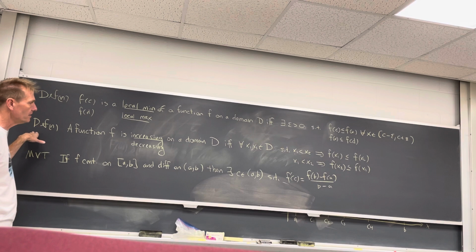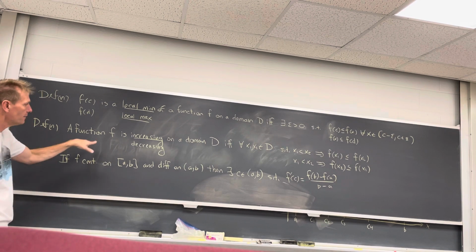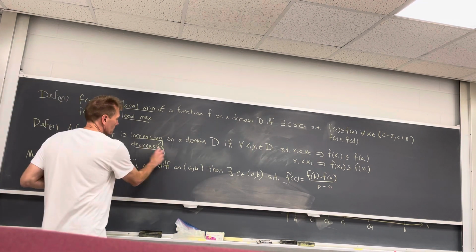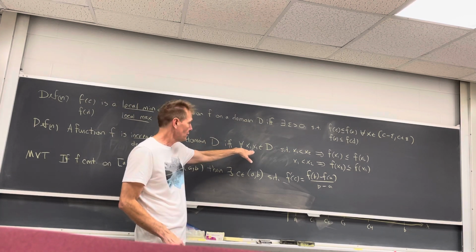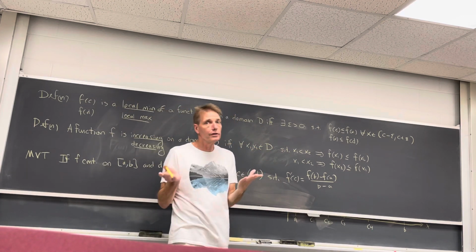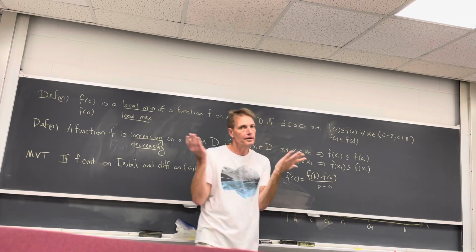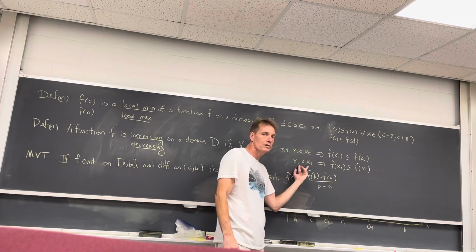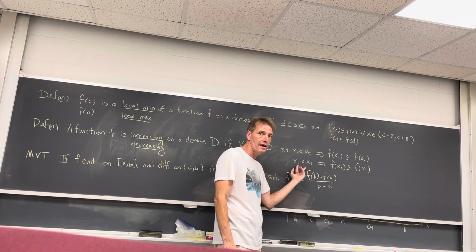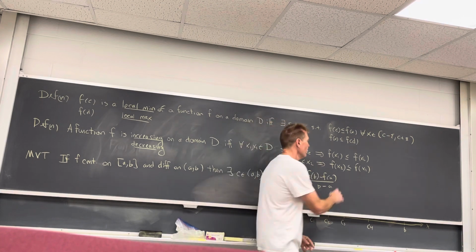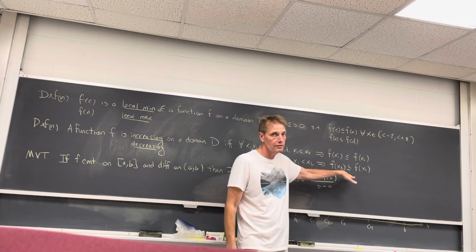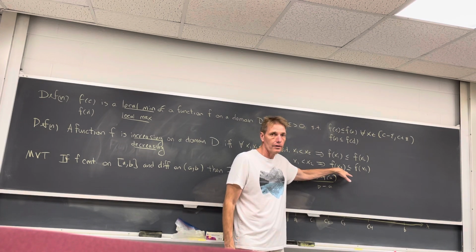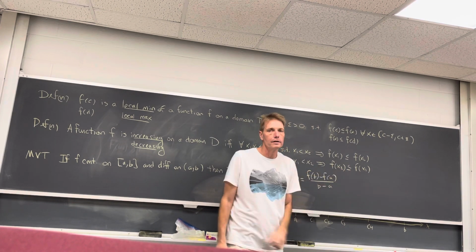Definition for a function to be decreasing. A function f is decreasing on a domain D if and only if for every x1 and x2 in D, and you might expect these to switch, but they don't, such that x1 is less than x2, that remains the same, implies f of x2 is less than or equal to f of x1. So the only difference in this one is right here on this side of the implies.